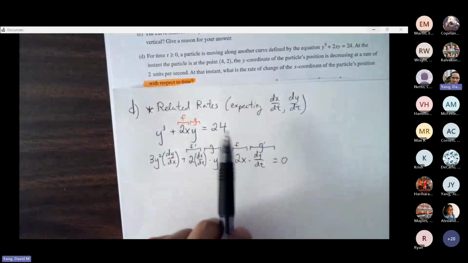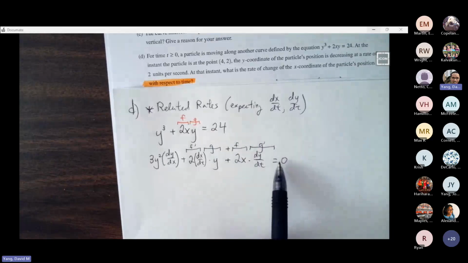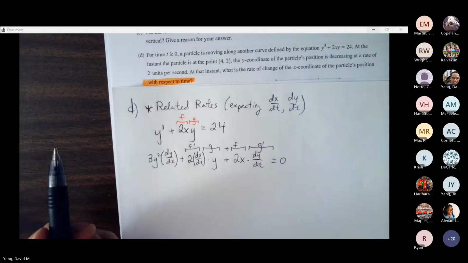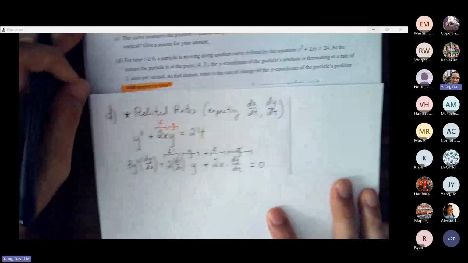And 24 also gets impacted by the derivative. The 24 doesn't stay 24. 24 goes to 0. Okay, now we can look at all the data that they provide for us here.